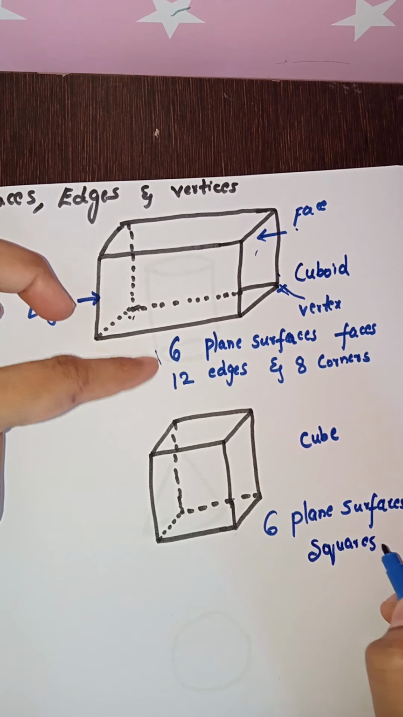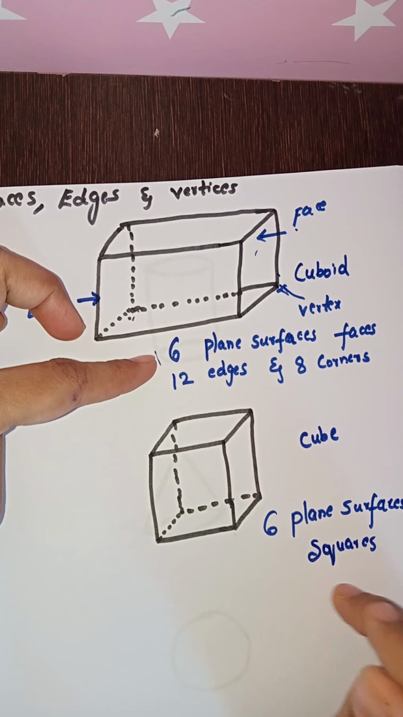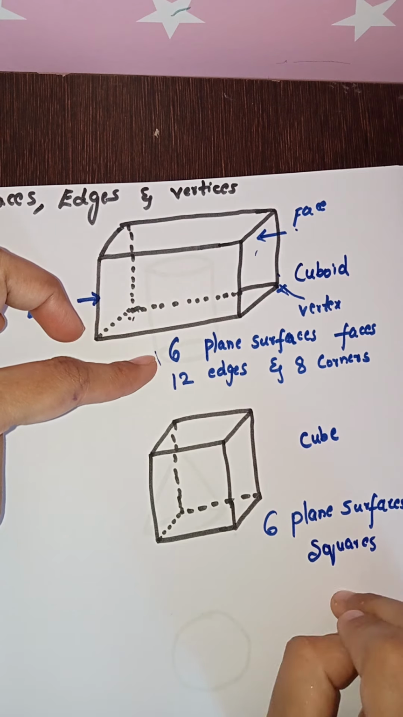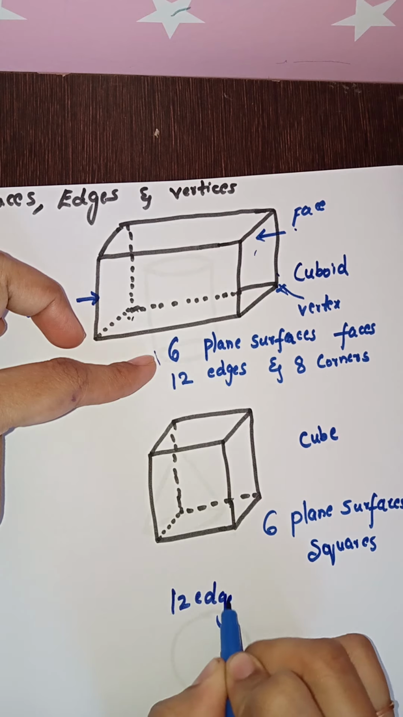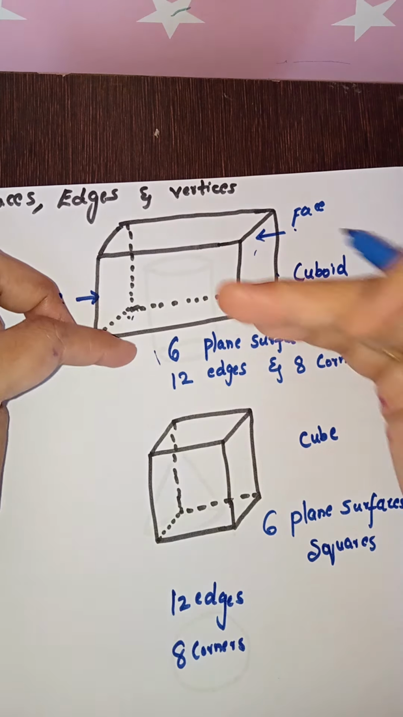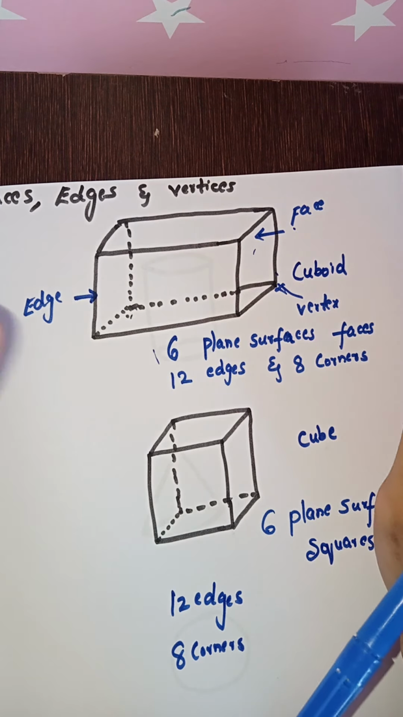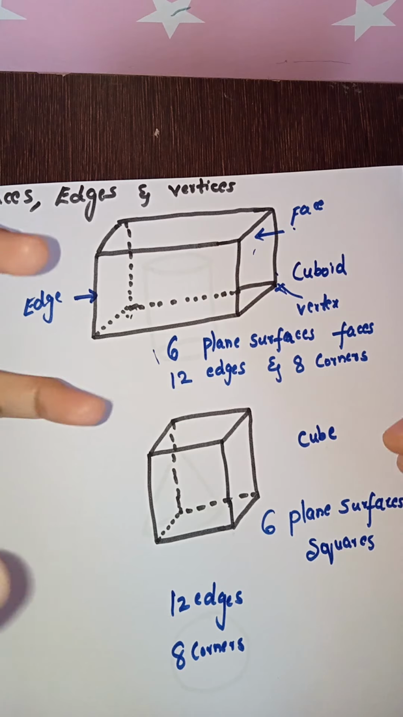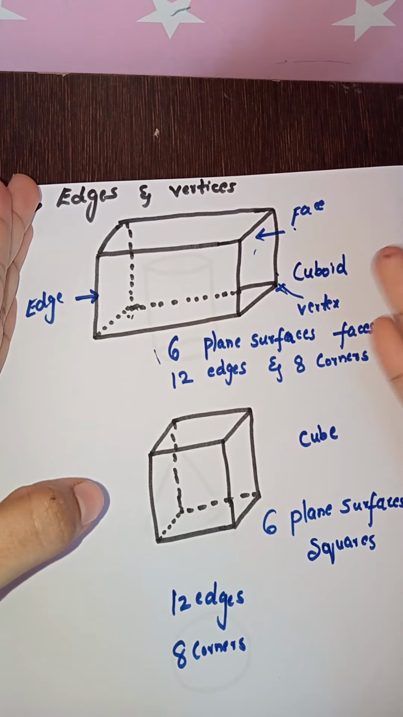But in a cuboid, those 6 plane surfaces are rectangles. In a cube, those 6 plane surfaces, called faces, are squares. And it has 12 edges and 8 corners. Same, it is exactly as a cuboid. You might have a doubt: what is the difference between a cube and a cuboid? Because it has the same plane surfaces, same edges, same corners.